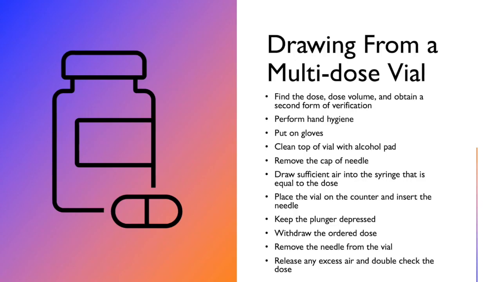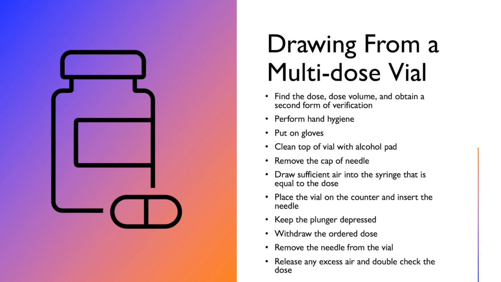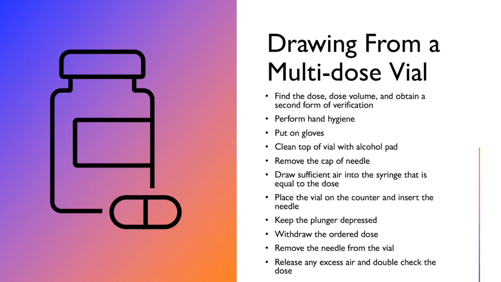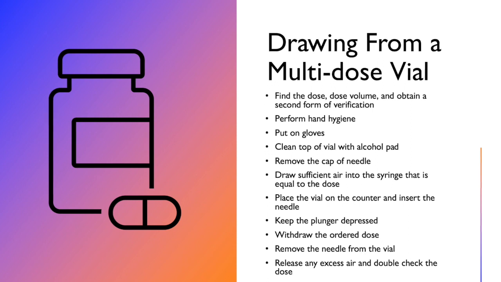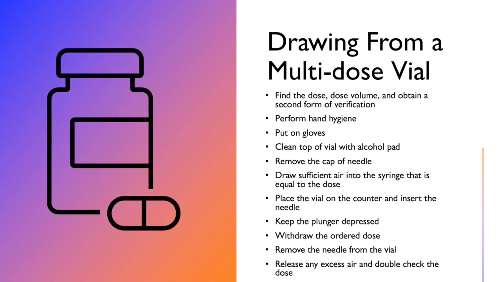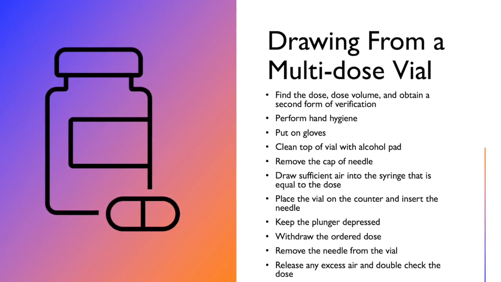Up next, I'm going to discuss drawing from a multi-dose vial. So the first thing you want to do is find the dose volume, and obtain a second form of verification. That can be asking another nurse or double checking a different location in the chart.